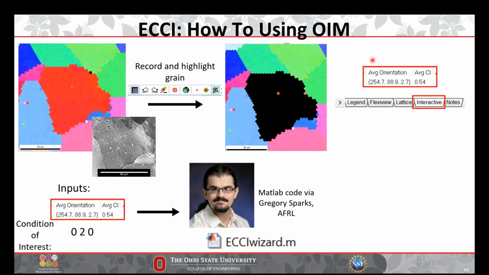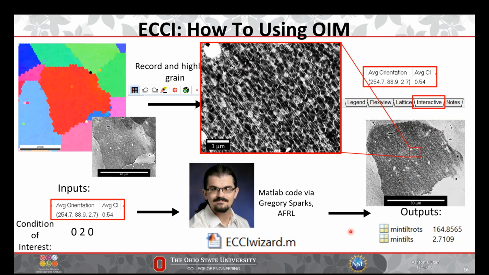Well, you have a really smart guy named Greg Sparks, and he works at AFRL and was also in my group at Ohio State. And basically, he made this code called cECCI Wizard. For a priori-based systems, this will take an input of an Euler angle, convert it to a vector, and then you can choose another vector that you're interested in, and it will match them up. It will tell you what minimum tilt and rotation combination you need to actually drive to that vector. And then I type those in, tilt and rotate my stage, and then all of a sudden I can see defects. And so the key here is in the code and Greg.